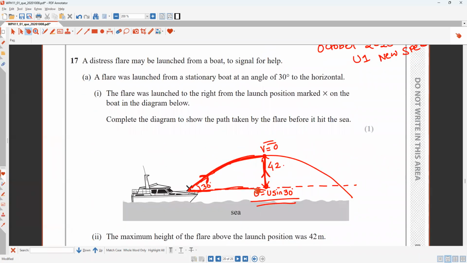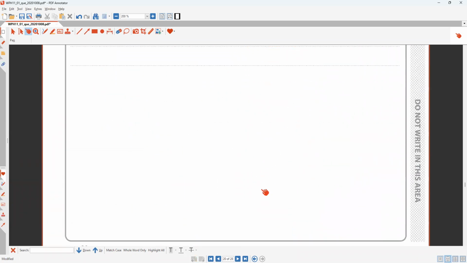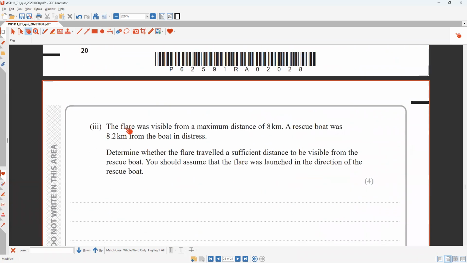Stationary boat, 30 degrees, complete the diagram, and so on. The flare was visible from a maximum distance of 8 kilometers. A rescue boat was 8.2 kilometers from the boat in distress. 8.2 kilometers. Okay.